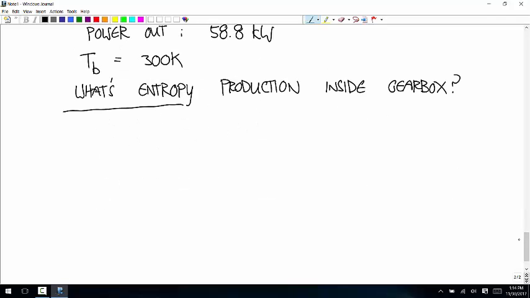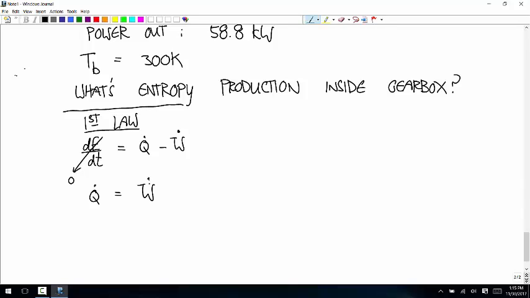The things that we're likely going to use are the first law, and everything was given as rates. So I'm going to write the first law as dE/dt is equal to Q dot minus W dot. And this is steady state. So we know that Q dot is equal to W dot.